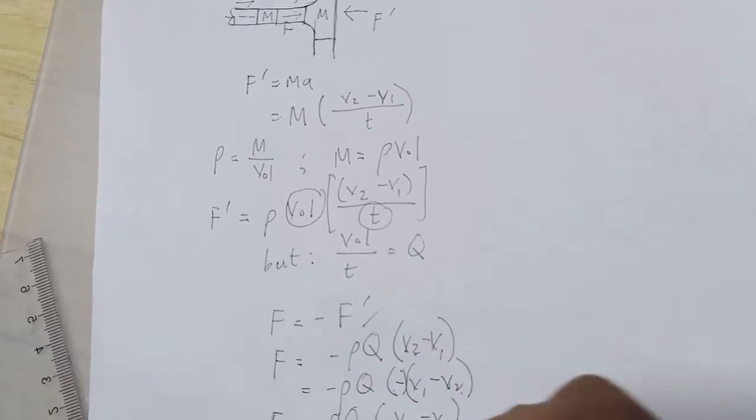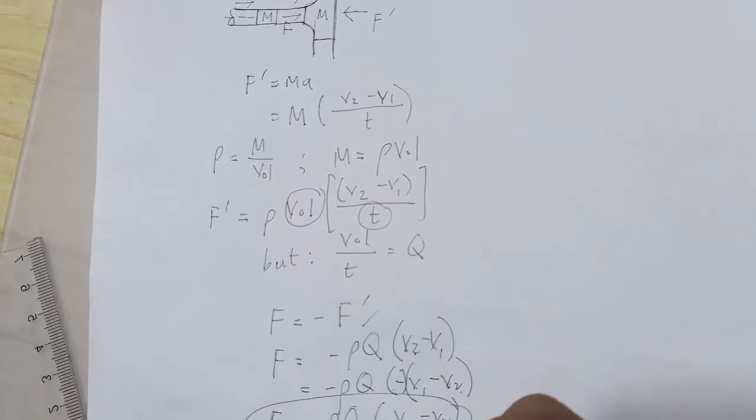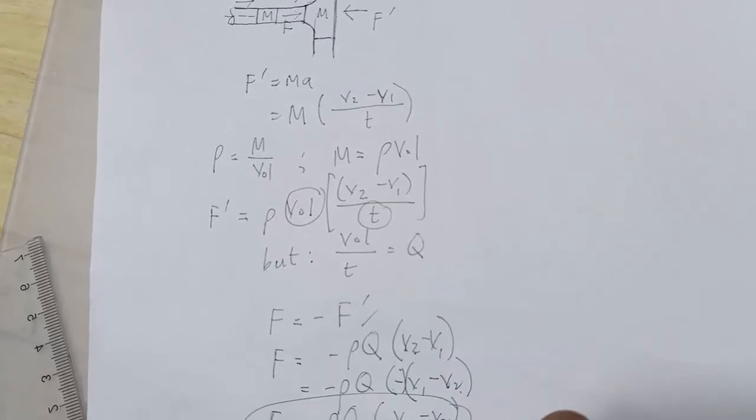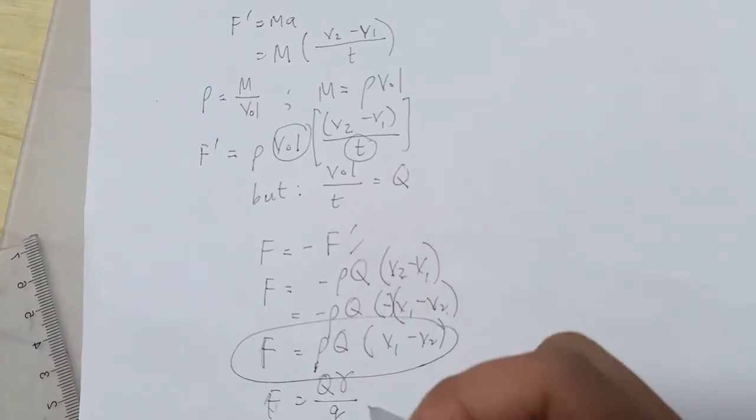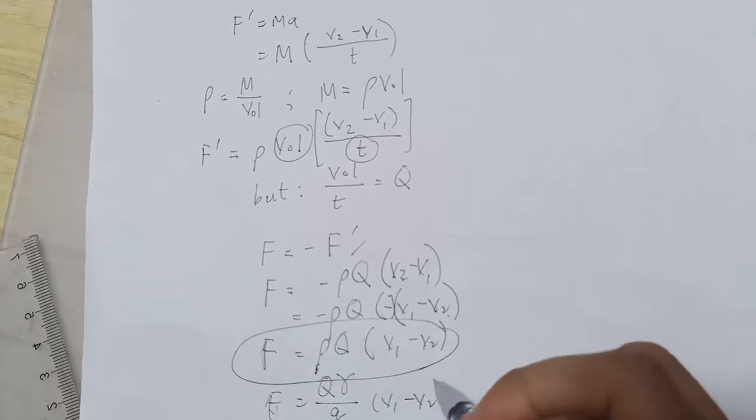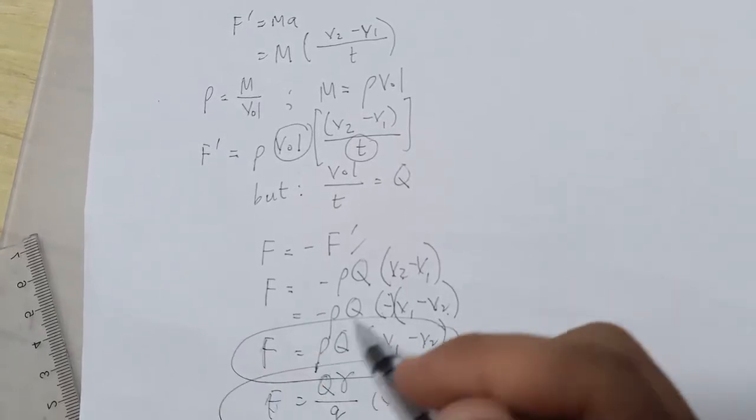Or we can write it, no? Pwede din to at pwede din to. Discharge unit weight over acceleration due to gravity times v sub 1 minus v sub 2. So itong formula to, okay din to.